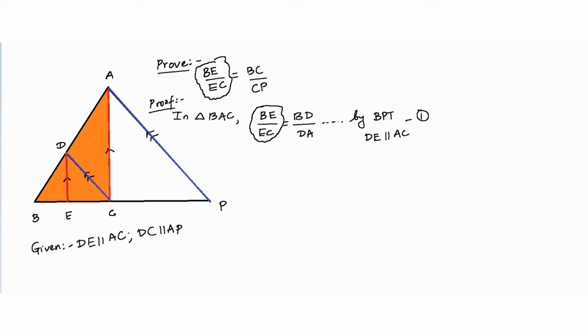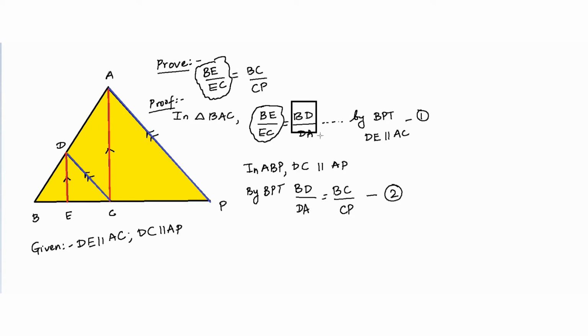Now we need to find one more triangle where we can apply BPT. So let's see another triangle where we can apply BPT, and that triangle happens to be the complete triangle where DC is parallel to AP. So I can say that in triangle ABP, DC is parallel to AP, and therefore by BPT, I can say that BD divided by DA is equal to BC divided by CP. So this is result 2.